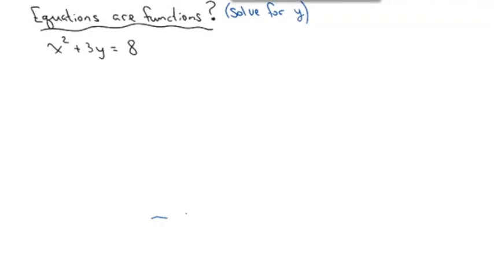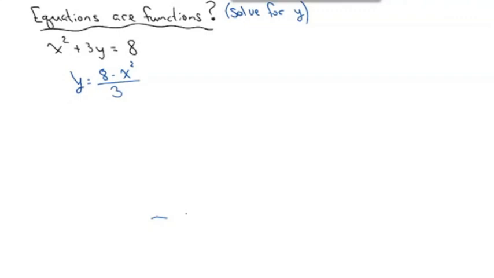So if you solve this for y, what would you do? You subtract the 3y over. You would not subtract the 3y over. Subtract the x squared. If I'm solving for y, I want to focus on the y term, so subtract the x squared and divide by 3. So you're going to get y equals 8 minus x squared, the whole thing, divided by 3. Or 8/3 minus 1/3 x squared.